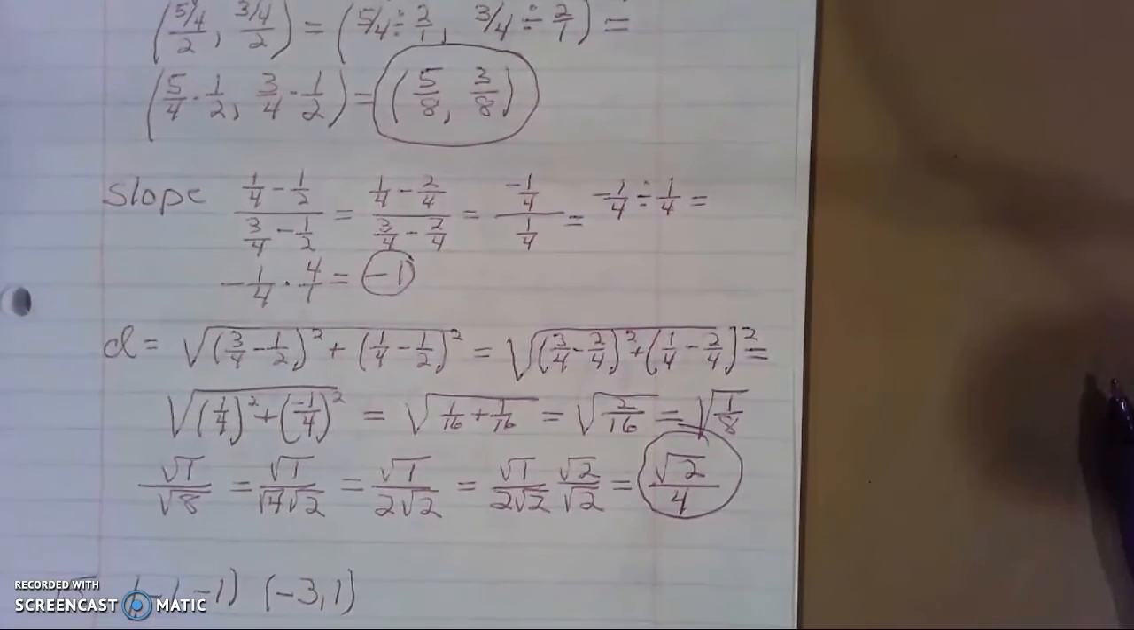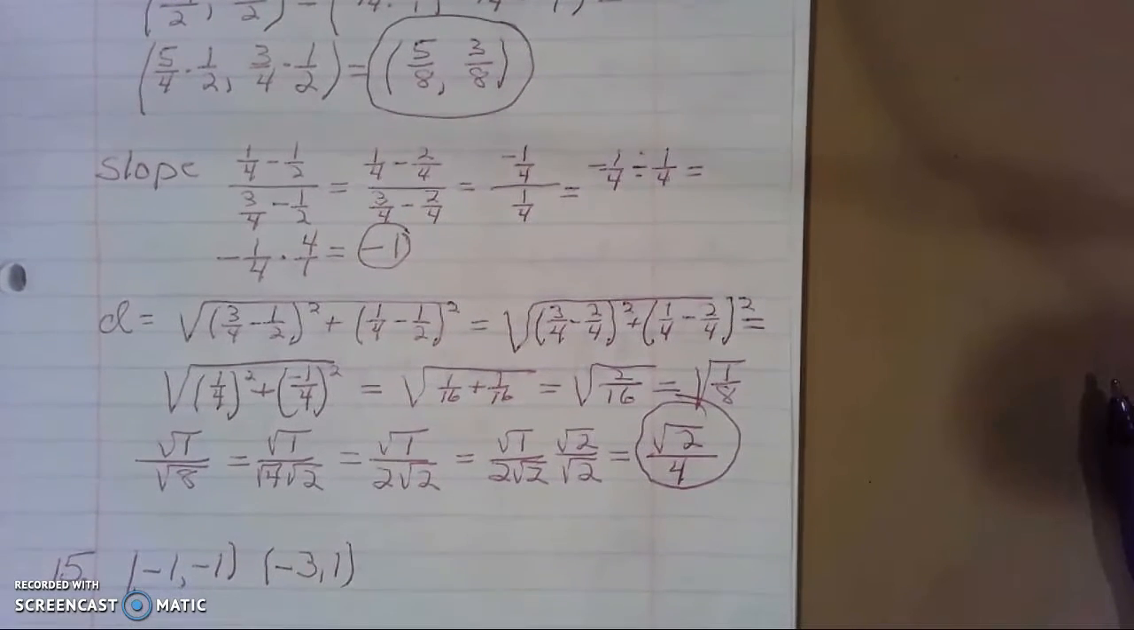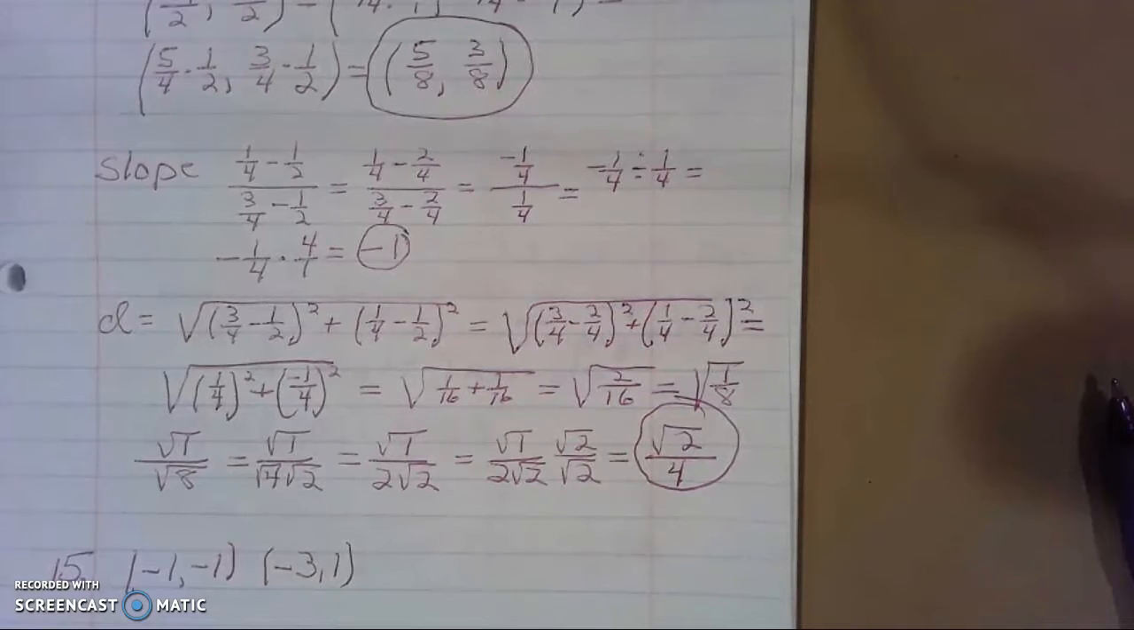Then I found the slope by using the slope formula, and then I had to divide negative 1/4 by 1/4. Notice what I did. Then I found the distance formula, and notice I simplified the radical that was in the denominator, the square root of 8. I broke it down, square root of 4 and square root of 2. And that is 2 square root of 2, and then I got rid of the radical in the denominator.